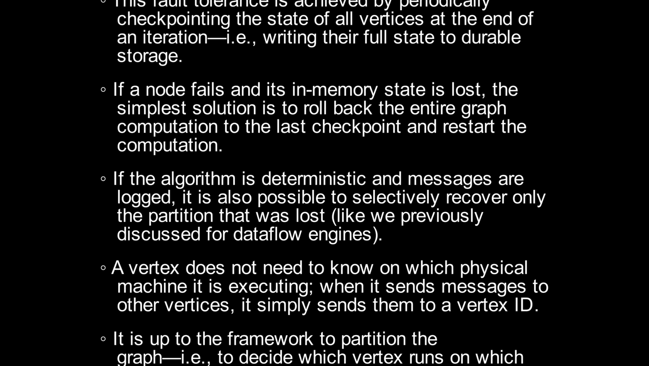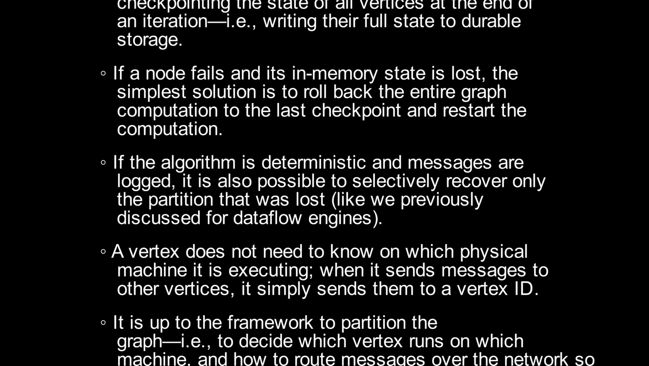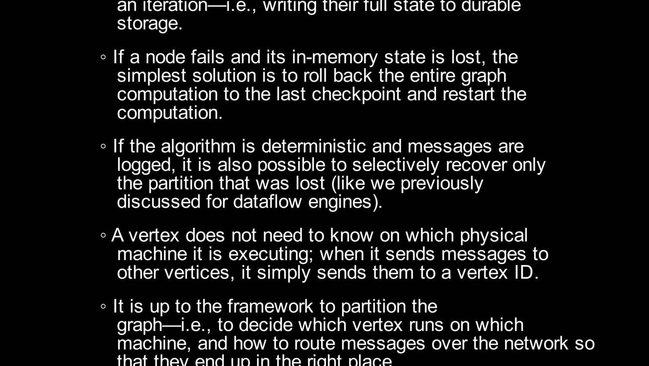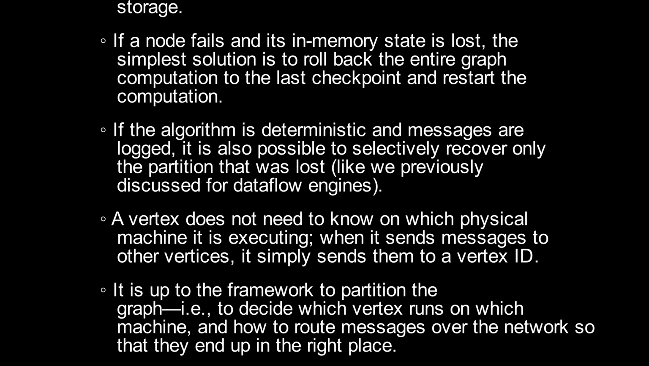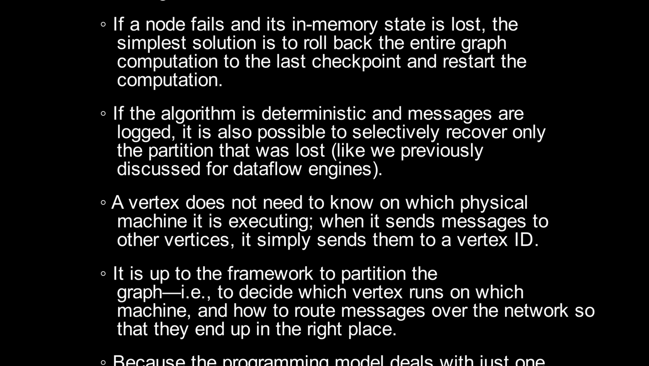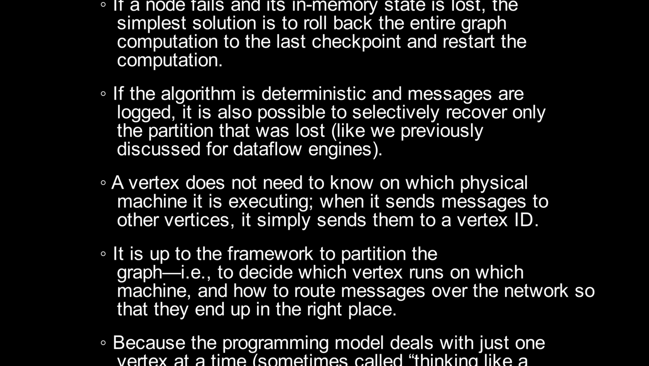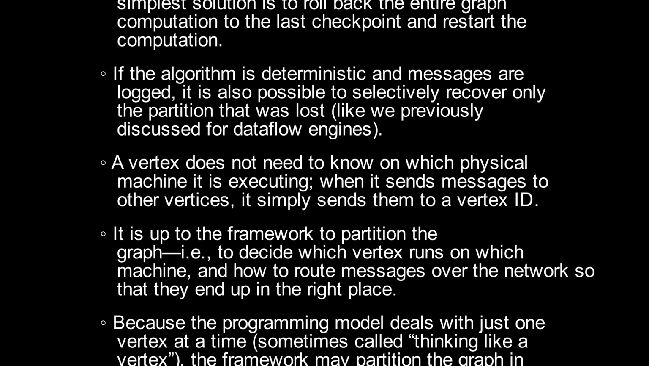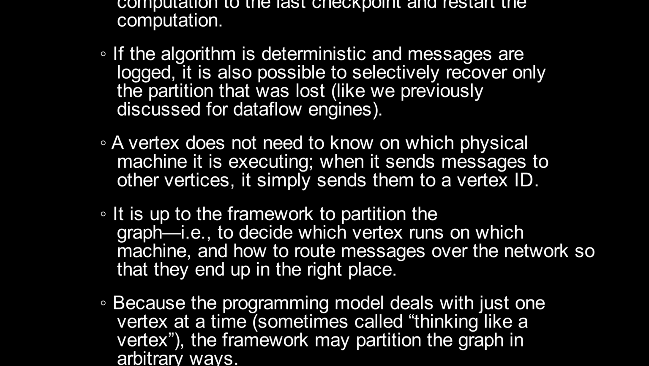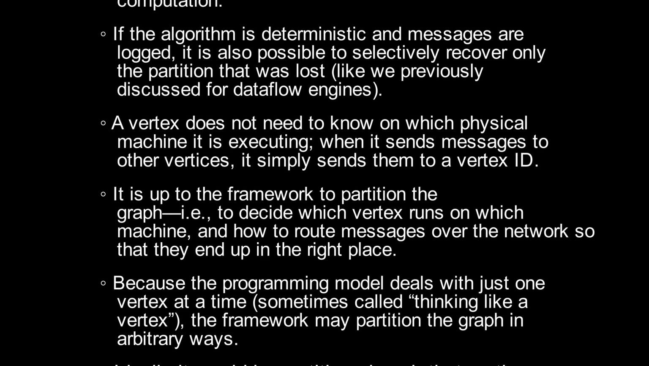A vertex does not need to know on which physical machine it is executing when it sends messages to other vertices. It simply sends them to a vertex ID. It is up to the framework to partition the graph, i.e. to decide which vertex runs on which machine, and how to route messages over the network so that they end up in the right place.